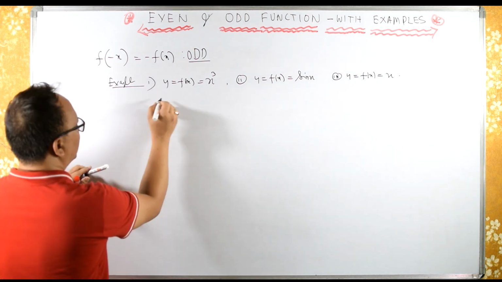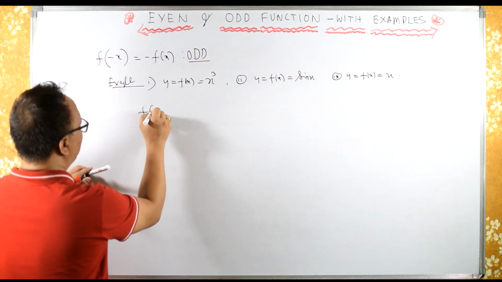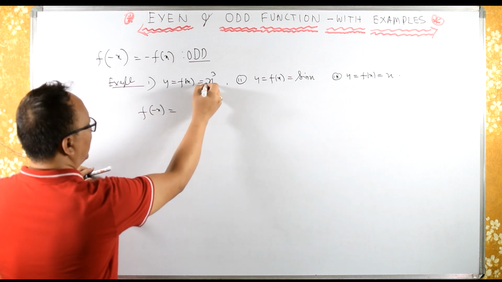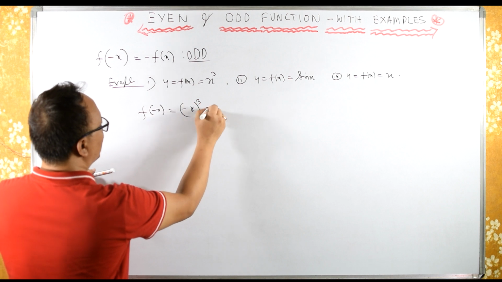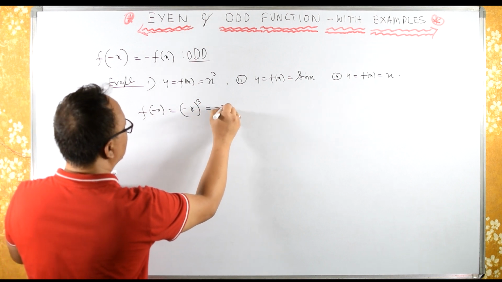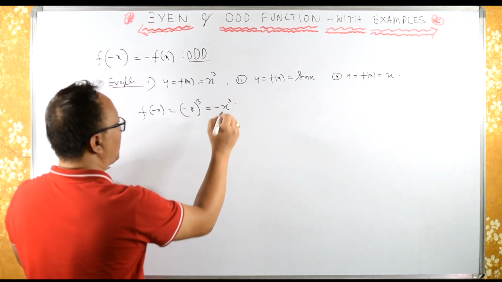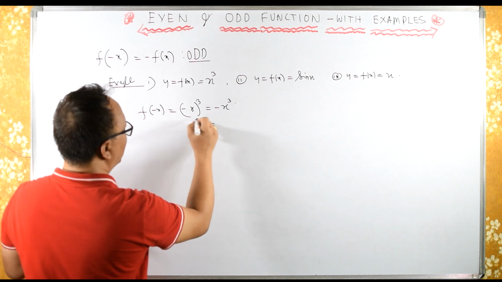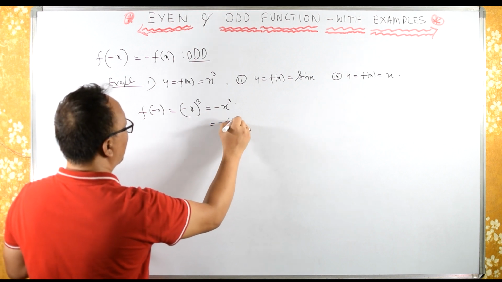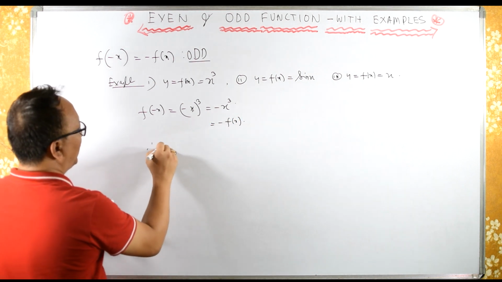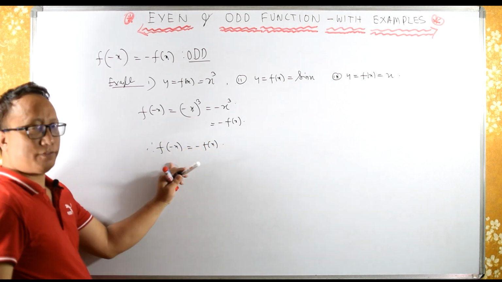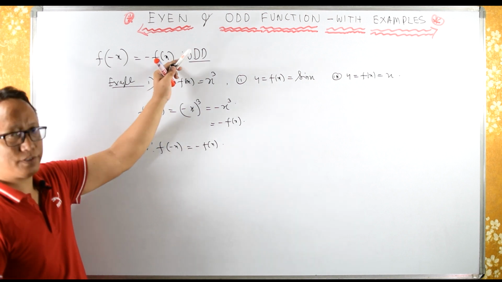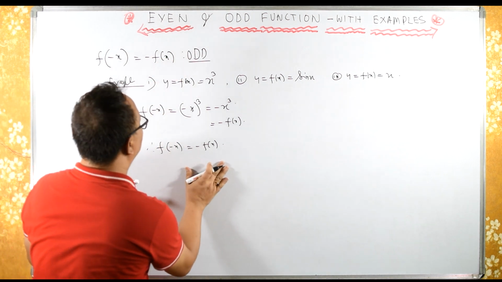Now, let's substitute. F of minus x is what? If I substitute over here, this becomes minus x raised to cube, which is minus x cube. This is minus of f of x. Therefore, f of minus x becomes minus f of x. This is the condition for an odd function, right? Therefore, it is an odd function.